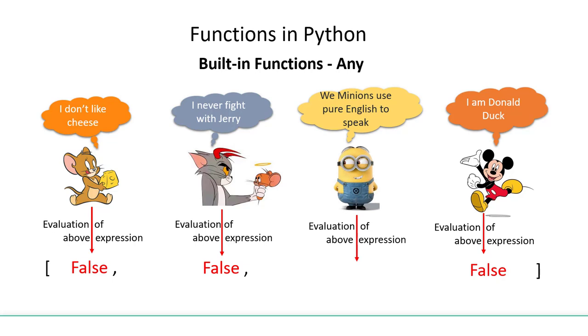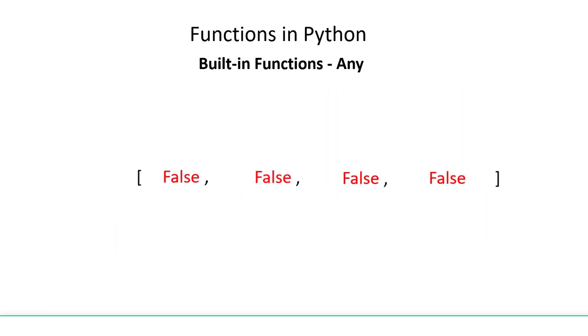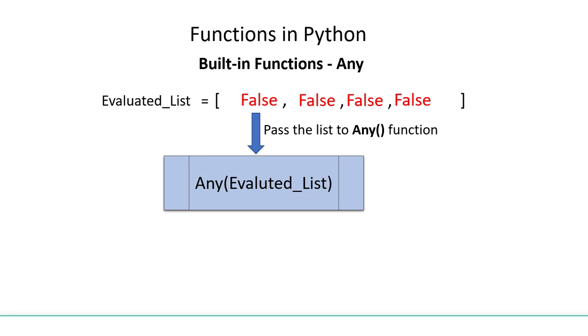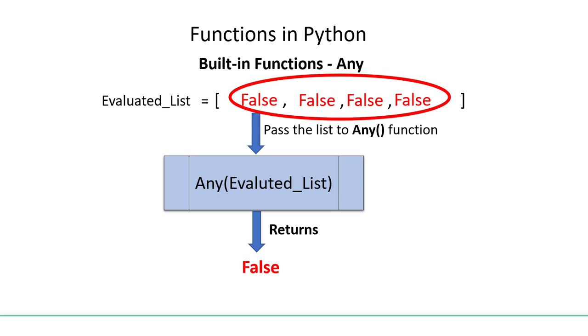So that means this expression gets evaluated to false again. Okay, we shall again construct a new list out of the evaluated expression. Again, we are going to assign it to a variable called evaluated list and pass it as an argument to our any function. What is it going to do this time? It is going to return us false. That's because all the values that are passed to the any function are false.